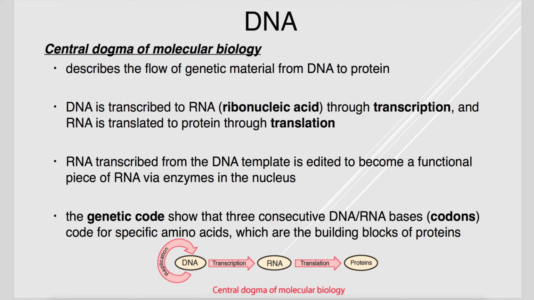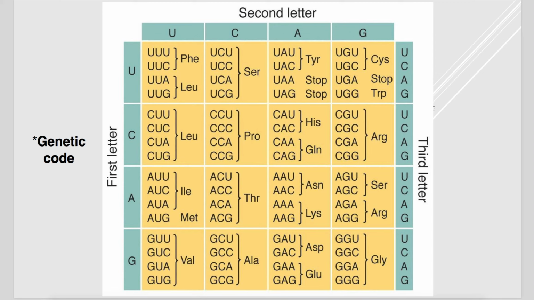Now, the set of rules that determines how a sequence of DNA becomes a protein is called the genetic code. And basically, the genetic code says that 3 consecutive DNA or RNA bases, which are called codons, will code for specific amino acids. And of course, amino acids are what make up proteins. So this is the genetic code. So basically, this is showing RNA. We know this is RNA because there's a U, uracil. We have uracil in RNA. But the genetic code basically says that, for example, if you have 3 U's in a row, that's going to be phenylalanine. If you have a UCA, that's going to be serine. So that's the genetic code.